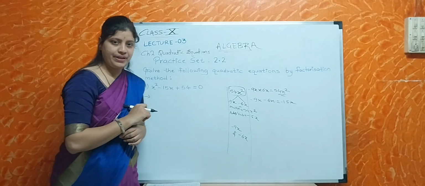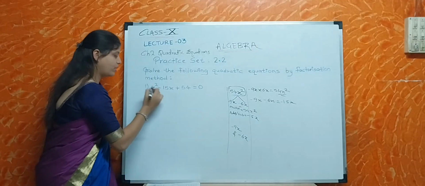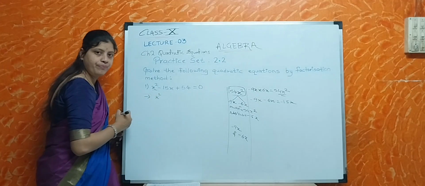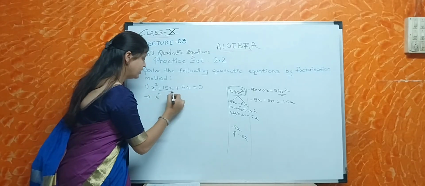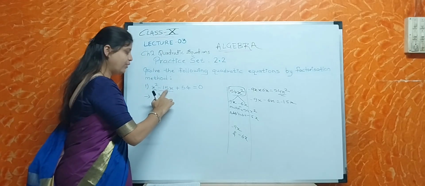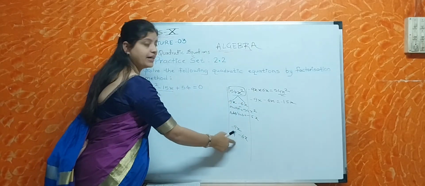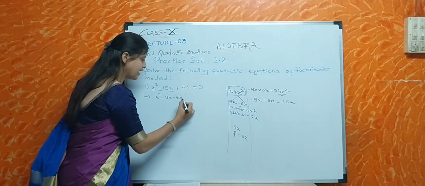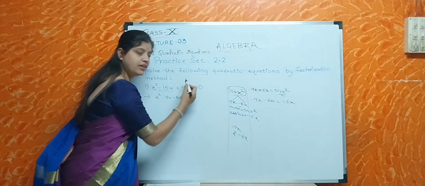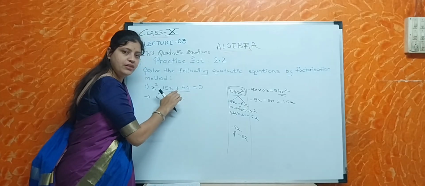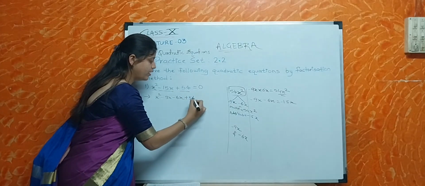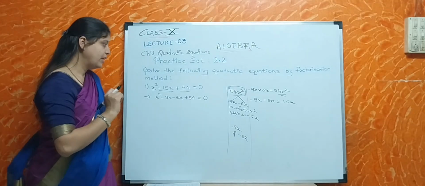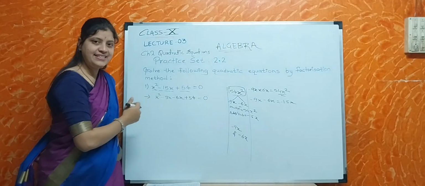Now the second step is, see, this first term you have to write as it is here, x square. Instead of the second term, we have to write both the factors, that is minus 9x minus 6x, and the third term as it is, it has the plus sign, so plus 54 as it is, equal to 0. Okay, this is the second step.